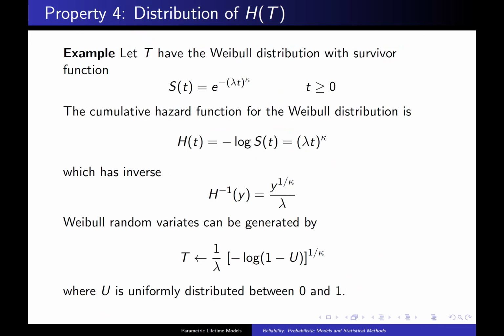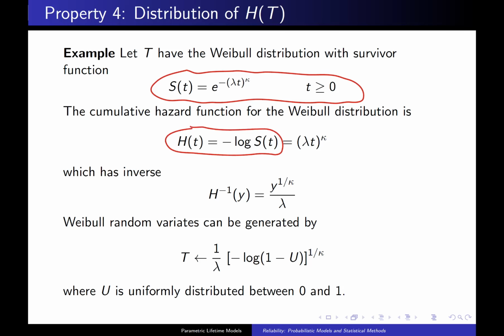Here's an example of applying property 4. Let T have the Weibull distribution with survivor function e to the minus lambda t to the kappa. Lambda is a positive scale parameter. Kappa is a positive shape parameter. Using the 5 by 5 matrix, and the entry there is capital H of t is equal to the opposite of the natural log of S of t, you can find the cumulative hazard function for the Weibull distribution as lambda t raised to the kappa power.